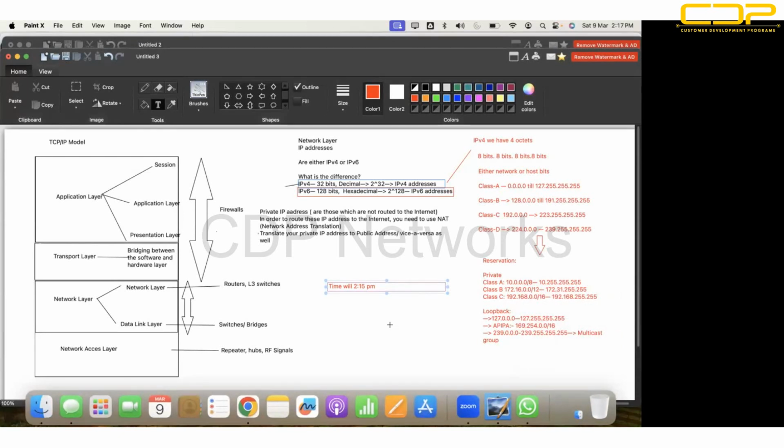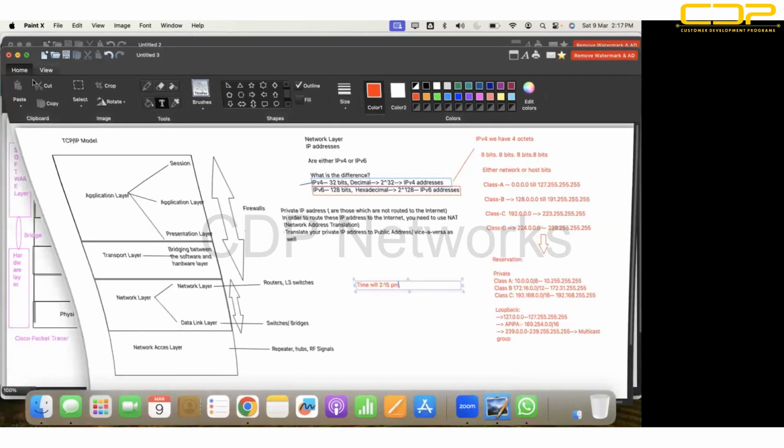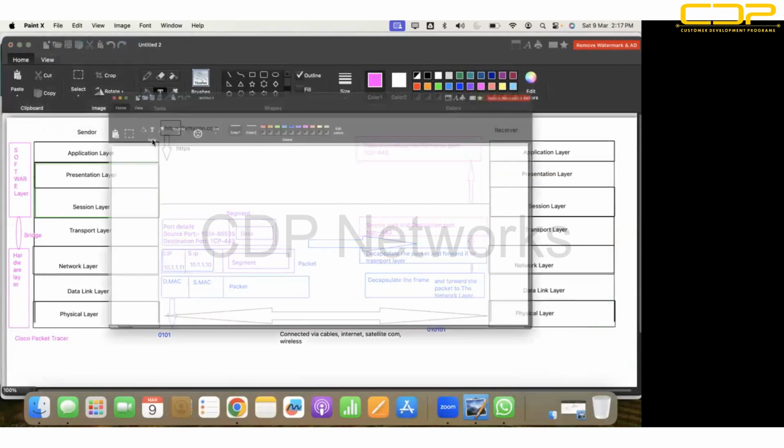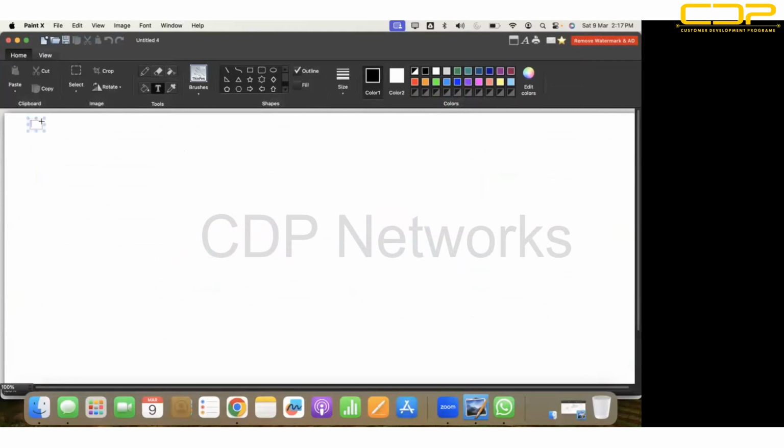Okay, so now one of the complex topics of networking, and that we call subnetting. I hope people are aware about subnetting. Okay. So somebody is going to teach me. So let's talk about subnetting.